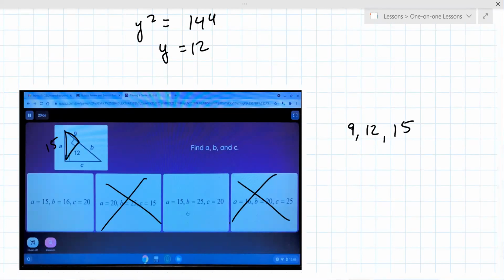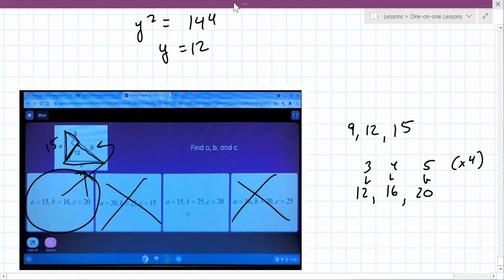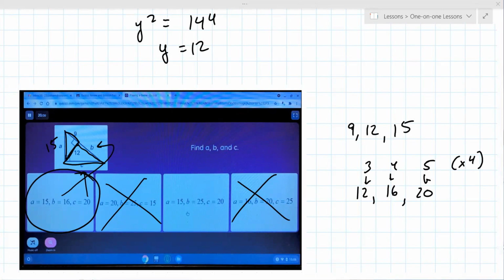So, without showing a lot of work, if B is 16, you have a 12, 16, 20 for this other triangle. I'm just using the answers. It's kind of not the way they want you to do it. But this is a 3, 4, 5 multiplied by 4 to get these numbers. So that's why this one works out. I don't know if it's possible to use the ratios, the proportions for this.